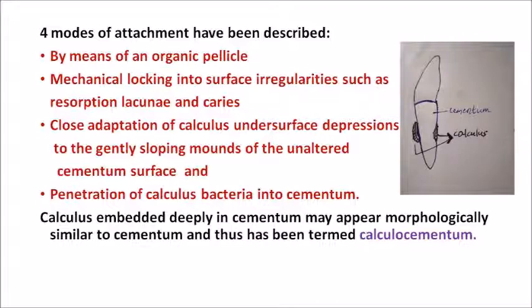Third point is its opposite. Here mounds of cemental surface can be seen. Onto these mounds or elevations, the adaptation of calculus under surface depressions happens, and that is how they attach. And the fourth mechanism is penetration of calculus bacteria into cementum. Directly the calculus bacteria embed into cementum. When this embedment is deep, this calculus appears morphologically similar to the cementum. Therefore, this entity is known as calculocementum.